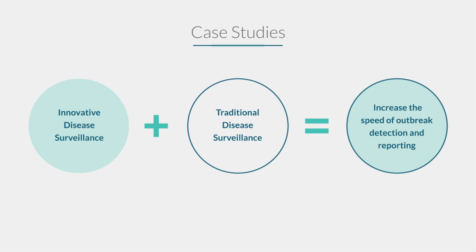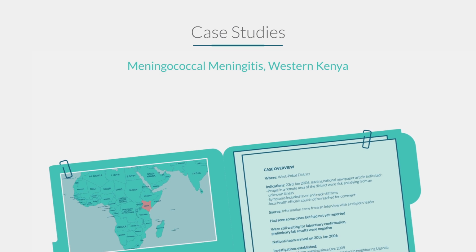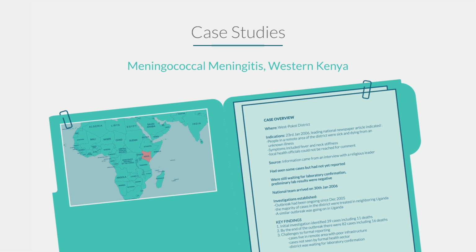Here are some examples of how innovative surveillance, used to complement traditional surveillance, has helped to identify disease outbreaks faster than relying on traditional surveillance alone. This case study looks at a meningococcal meningitis outbreak in Western Kenya. It illustrates some of the challenges associated with traditional surveillance. As we go through this case study, consider how the use of innovative surveillance in conjunction with traditional surveillance has increased the speed at which this outbreak was recognized and reported.